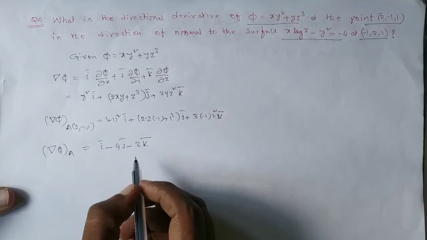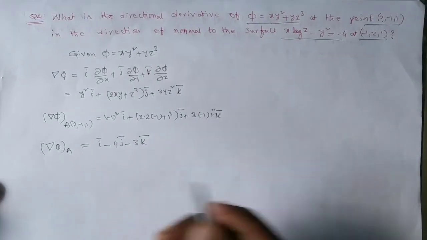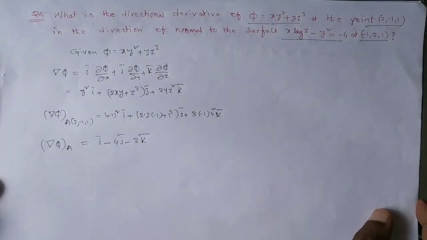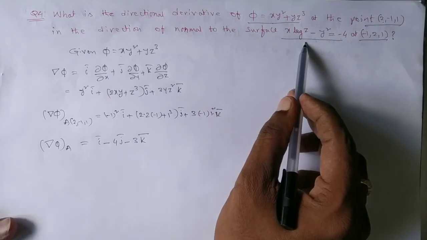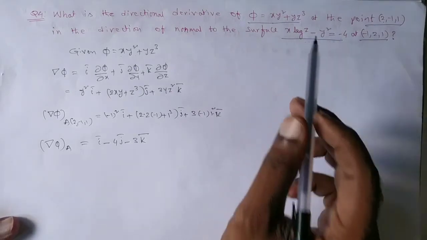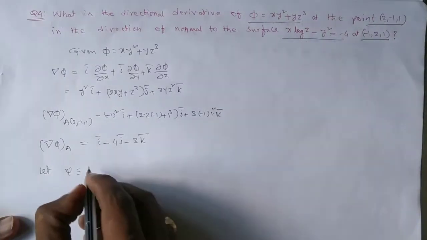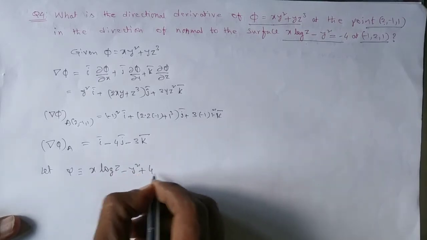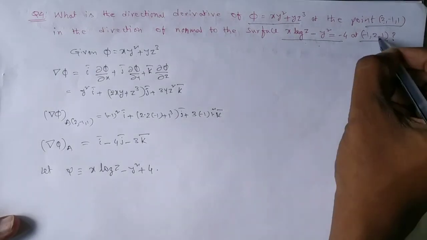Is 2, -1, 1. Now we need to calculate what, gradient of phi dot e bar. That e bar is nothing but unit vector in which direction you want directional derivative. So in which direction you want the directional derivative? In the direction of normal to the surface of this one. To find normal to the surface, again we have to use the gradient concept. So let psi equivalent to the given surface, that is x log z minus y square plus 4. Now I want to calculate the normal to the surface at this particular point.